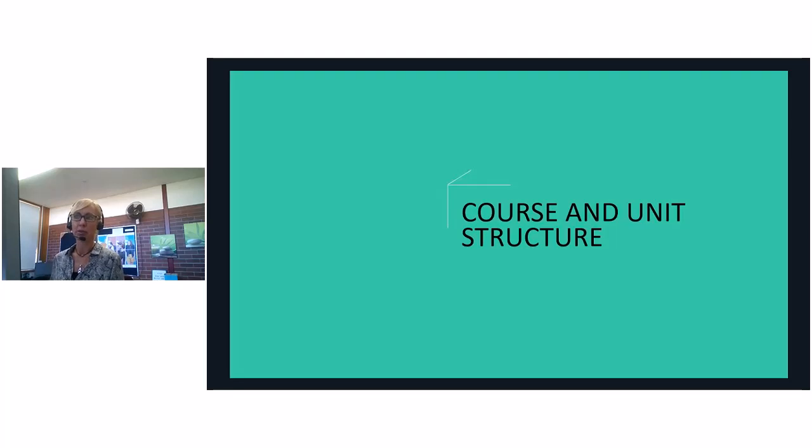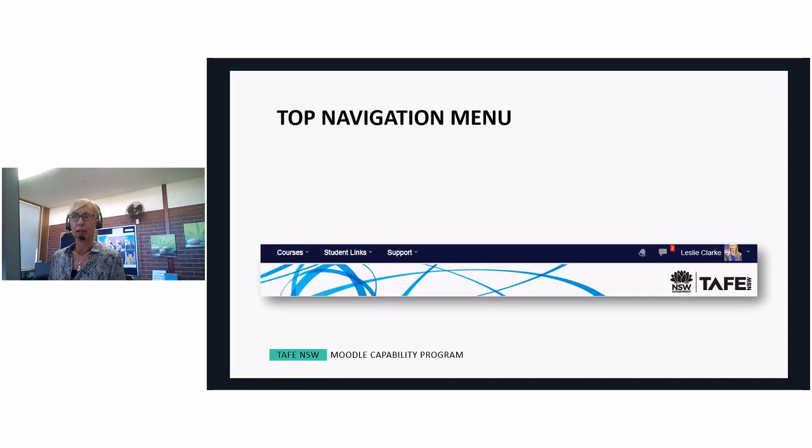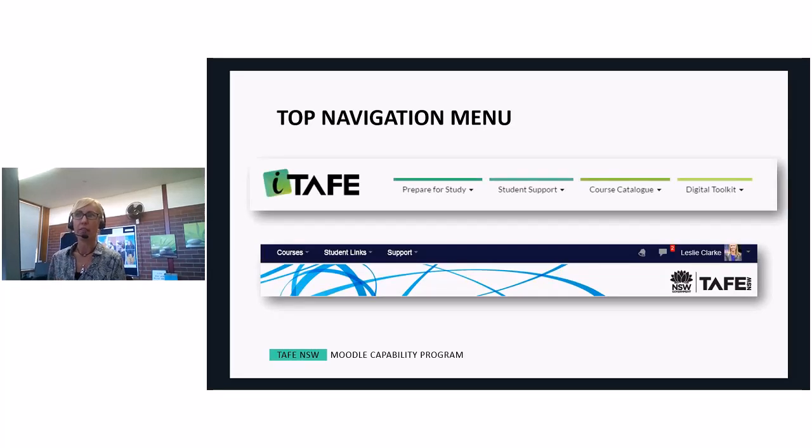The important thing to understand in Moodle is the unit and course structure. Every Moodle platform has a top navigation menu that will appear on every page. So it has different information. In iTAFE, it's got a whole heap of links to how to prepare for study and student support and the catalogue, and there's a whole heap of digital tools. In North Coast, you've got student quick links and support, and also the catalogue.